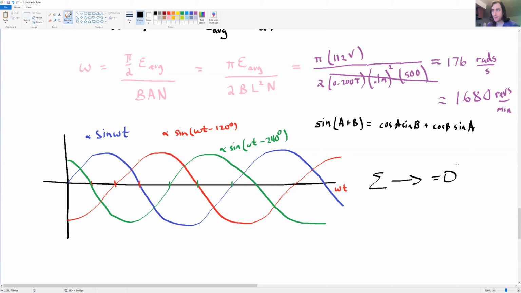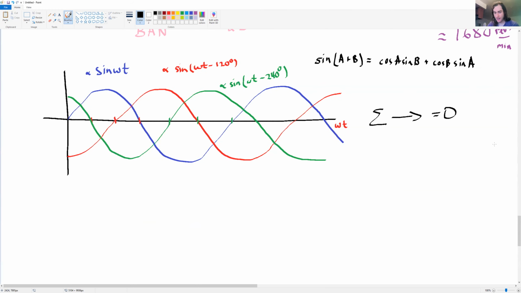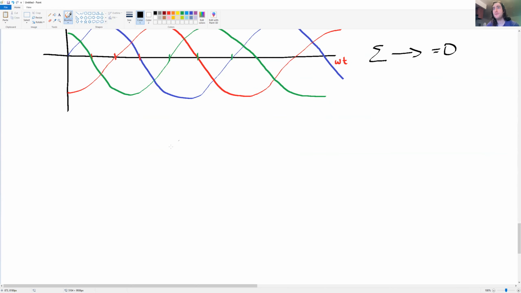To get a 3-phase signal, by the way, this is not included in the book. I am doing this off of memory here, so if I make a mistake, sorry about that. Maybe you can look it up and let me know if I made a mistake. But in order to get this 3-phase signal, what you can do is you can set up some magnets like this.